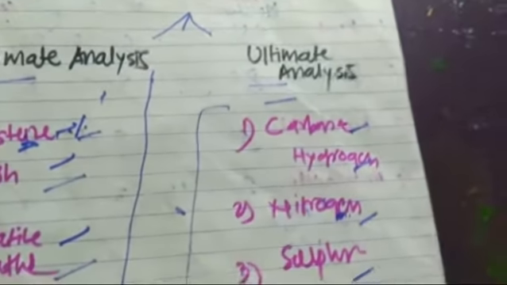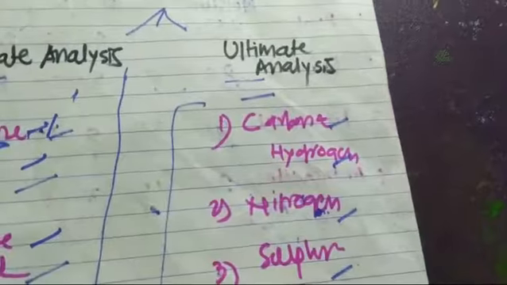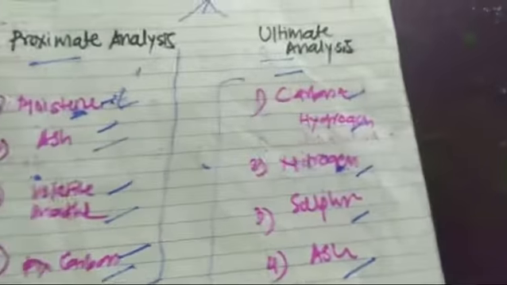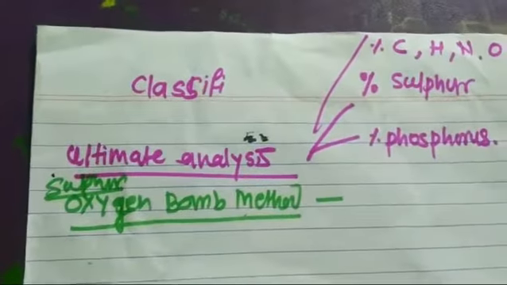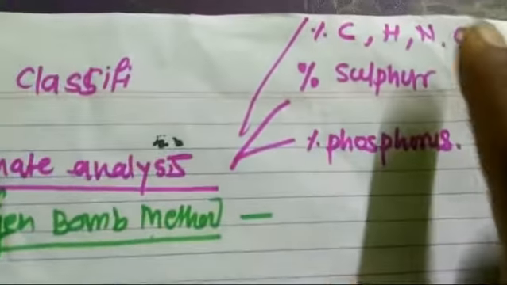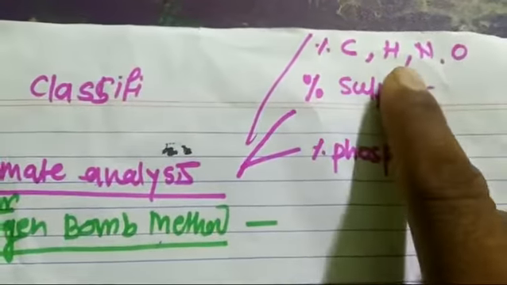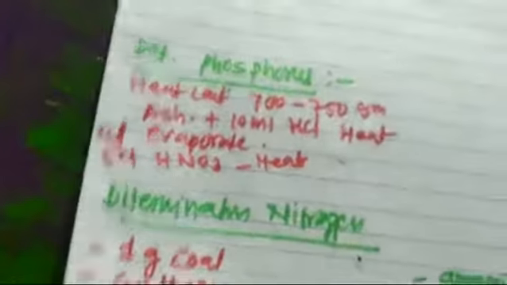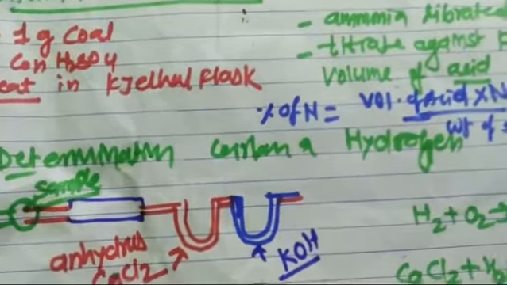Second, today we will discuss the ultimate analysis. For ultimate analysis, we look at the analyzing methods for carbon, hydrogen, nitrogen, oxygen, sulfur, and phosphorus. First, see the analysis or determination of carbon and hydrogen.